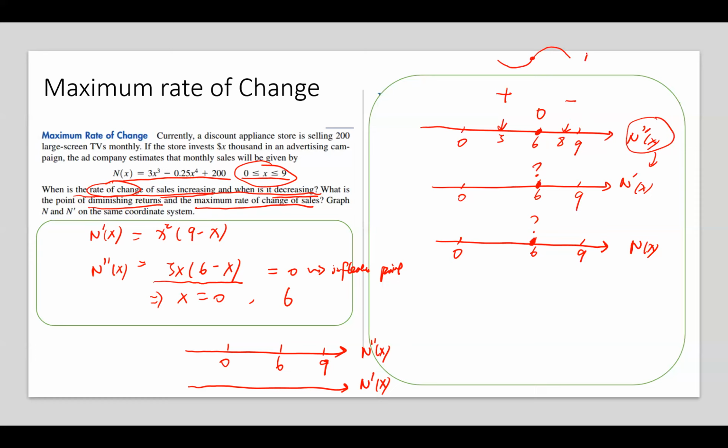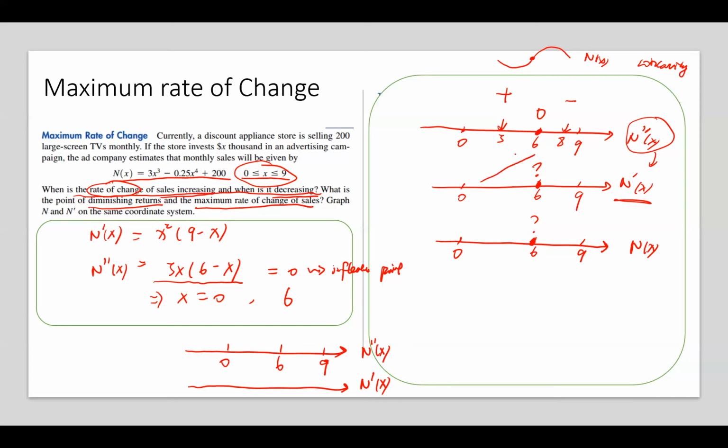If we look at the raw function f of x, this is from a concavity point of view. We can also look at it from the perspective of the first derivative. What's missing is what happens in between 0 and 6. In this first range, the second derivative is positive, which means that the first derivative is going to be increasing.